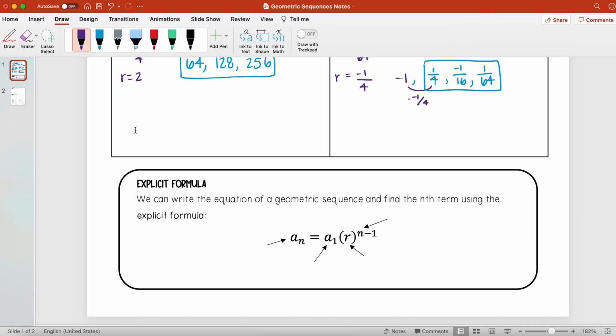And so it's really similar to the setup for arithmetic in that the A_n term just stands for your nth term. A_1 is your first term. R is your common ratio. And your n is the number term, or term number.